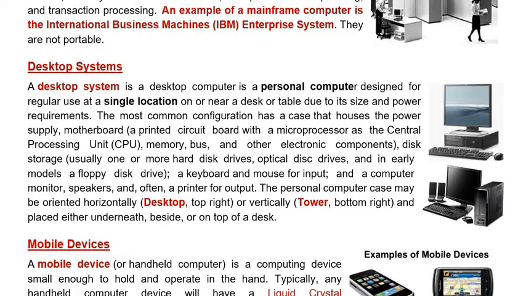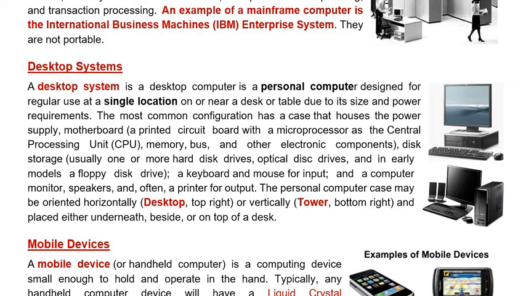So the next one we're going to look at is desktop systems. A desktop system is a desktop computer, a personal computer designed for regular use at a single location on or near a desk or table due to its size and power requirements. The most common configuration has a case that houses the power supply, motherboard, a printed circuit board with a microprocessor as the central processing unit, CPU, memory, bus, and other electric components.